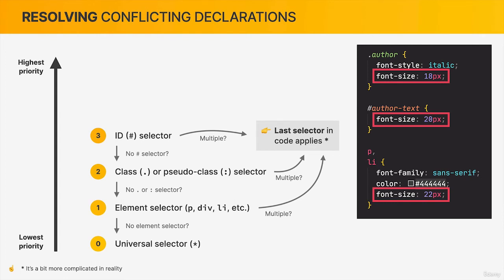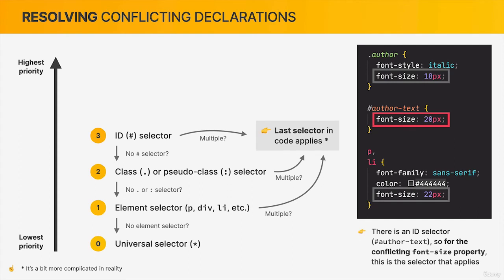So we have a class selector, then we have an ID selector, and then we have an element selector, right? So based on the rules that we just learned here, it is the ID selector with the ID of author text that will decide the font size of this element. So for the conflicting font size property, it is this ID selector that actually gets applied. But keep in mind that the font style, font family, and the color from all the other selectors still applies, right? So that's what I mentioned in the last slide.